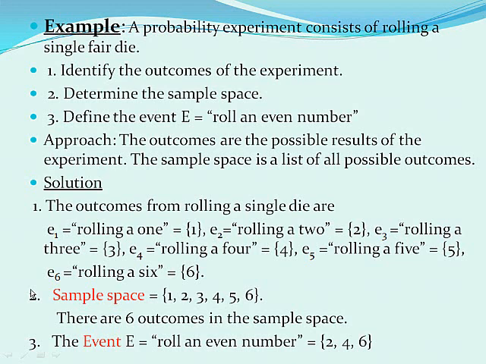A probability experiment consists of rolling a single fair die. Identify the outcomes of the experiment, determine the sample space, and define the event E equal to roll an even number. The outcomes from rolling a single die are rolling a 1, rolling a 2, and so on. So the sample space will consist of the set 1, 2, 3, 4, 5, and 6. There are 6 outcomes for this experiment. If we define the event E as rolling an even number, the event E will consist of the 3 numbers 2, 4, and 6.